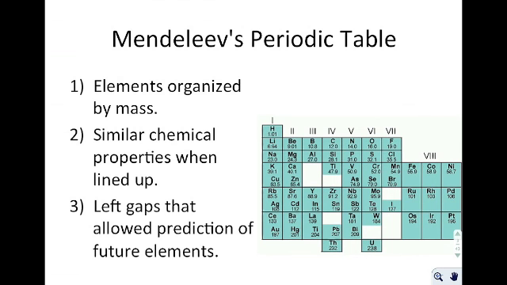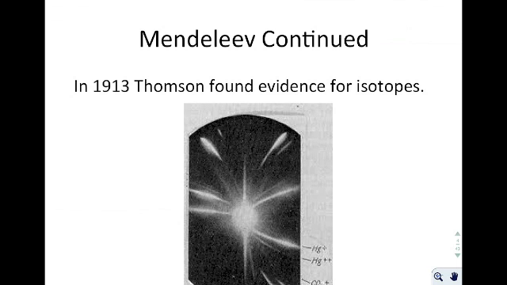This was the first attempt to organize the elements by properties, and Mendeleev himself organized them by mass. He saw a similarity whenever chemical properties lined up according to mass, and he left gaps to predict future elements. So this is the first real attempt to organize the elements in any sort of systematic way. And it actually was a very good job, but it turns out that it's not the best way.